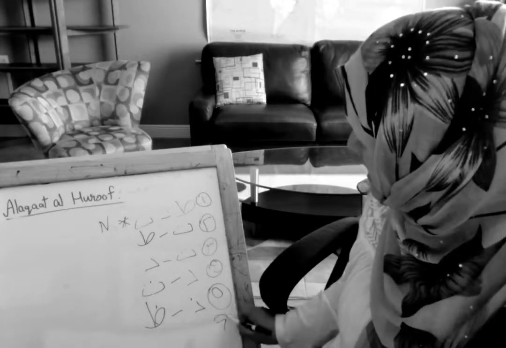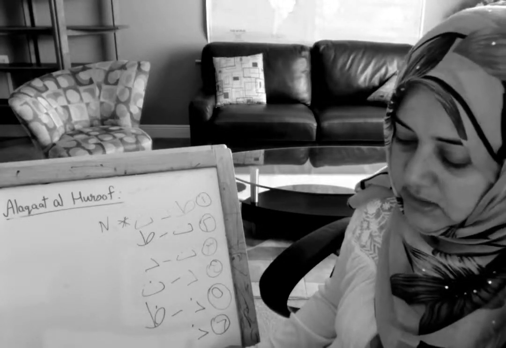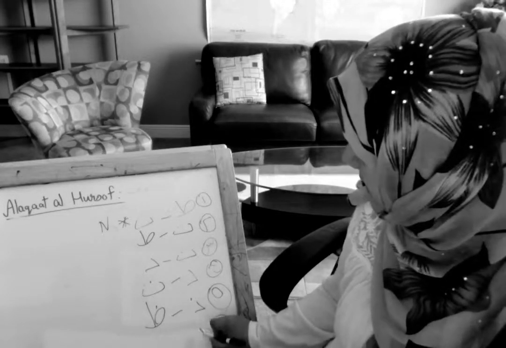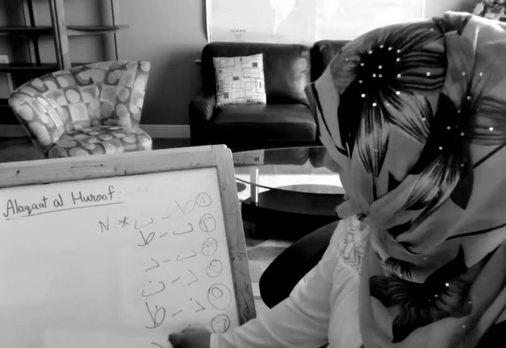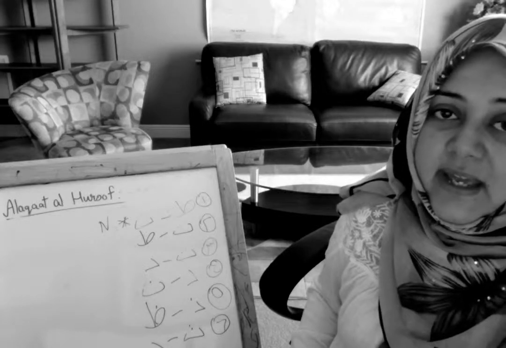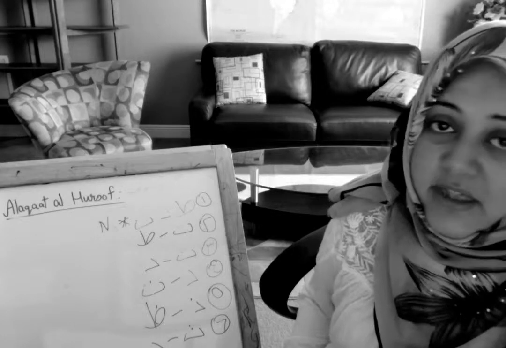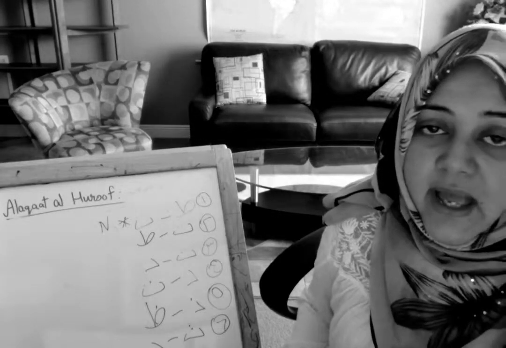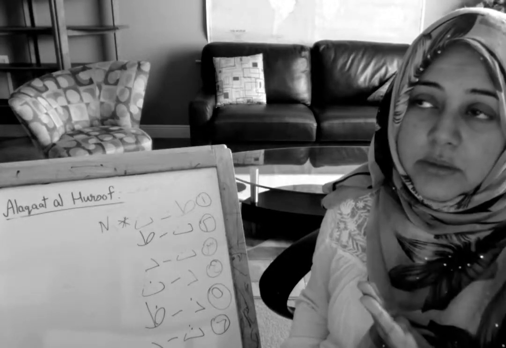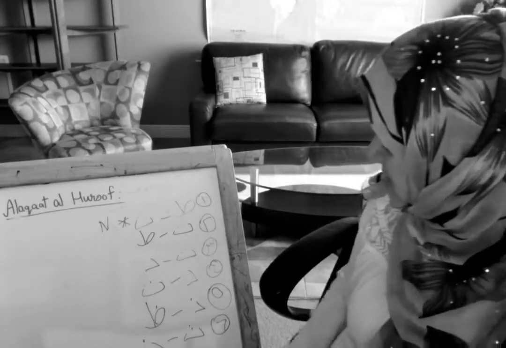Then we had number six, which was tha and dha. And that one was yalhadhalika. You're not going to say it with the tha sound. Nope, you're going to just say yalhadhalika. Oops, there's the dot.